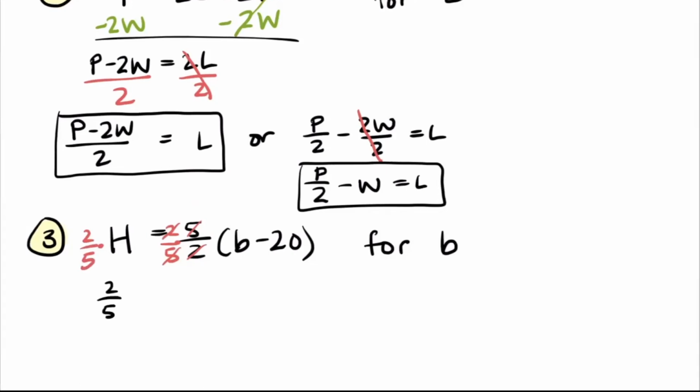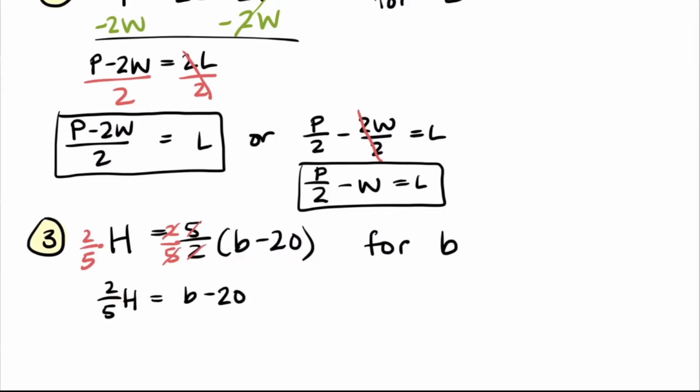Okay, so I can say 2 over 5h, and then I just have 1 times b minus 20, and I can get rid of those parentheses. Okay, so this is the main thing to do here to get rid of a fraction. You could divide by 5 over 2 like this, cancel that out, but we don't really want to be dividing by fractions. We would then need to keep, change, flip, and that would make us multiply by 2 over 5 anyway.